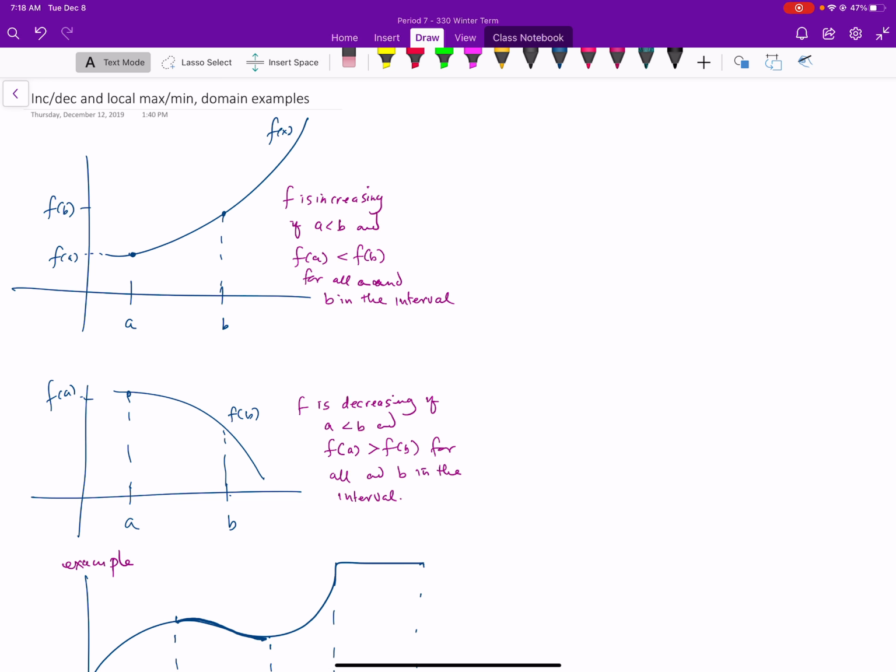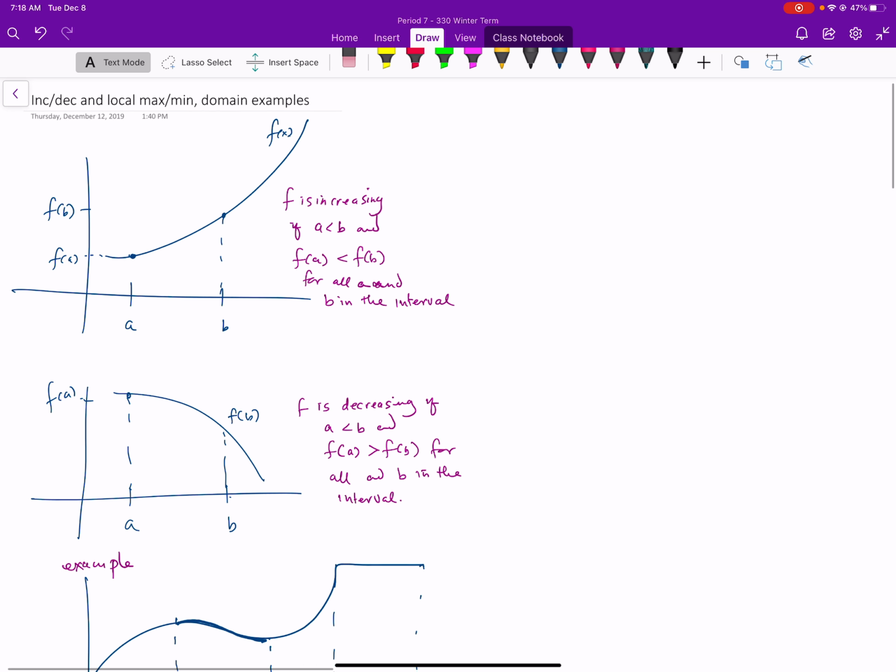We looked at increasing and decreasing. We looked at what roots and zeros mean. Today we're going to add one more, where we talk about local min and local max. But let's do a quick overview of when we talked about increasing and decreasing.